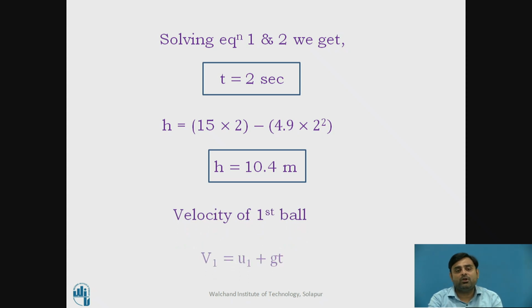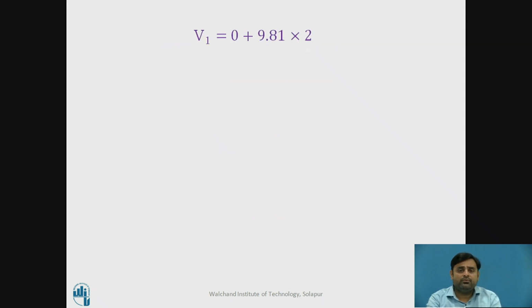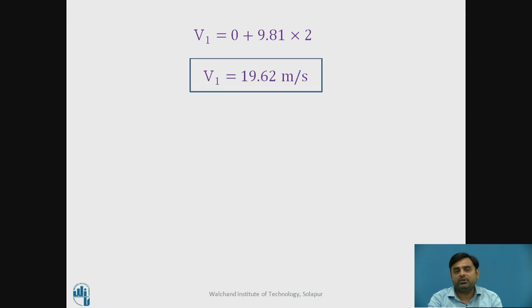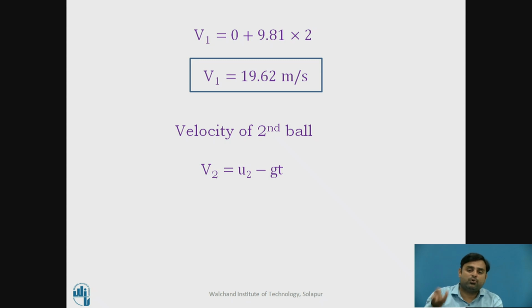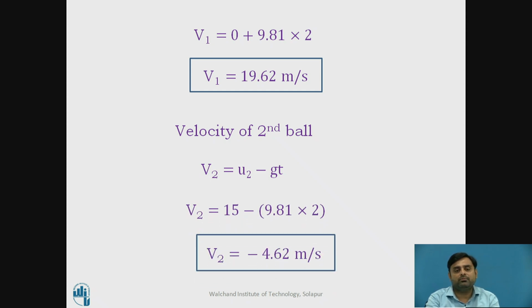So for the velocity of the first ball, again v is equal to u plus gt, because the first ball was moving downward. If you put the values, u is 0, 9.81 into 2, time is 2 seconds, so it will be 19.62. For the velocity of the second ball, v is equal to u minus gt, because the second ball is thrown vertically upward, so g will be minus. Now v2, if you put the values, is 4.62 meter per second.